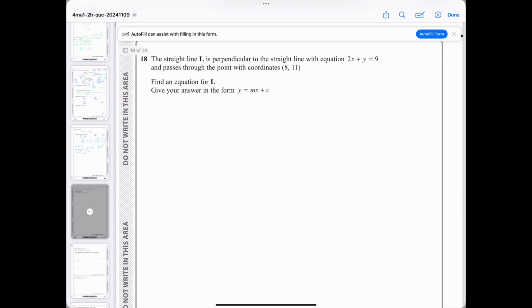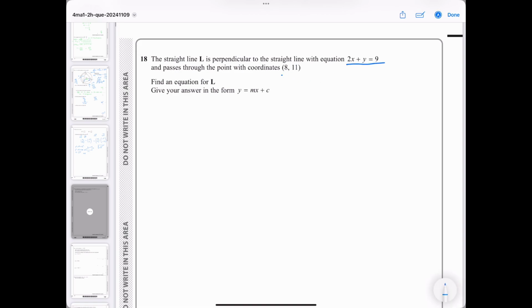A straight line L is perpendicular to the straight line with this equation, and it passes through this point, and you've got to find an equation for L. So we're going to start off by taking this equation, 2x plus y equals 9, and we're going to make it into the form y equals mx plus c. So y equals minus 2x plus 9, because we take that off both sides.